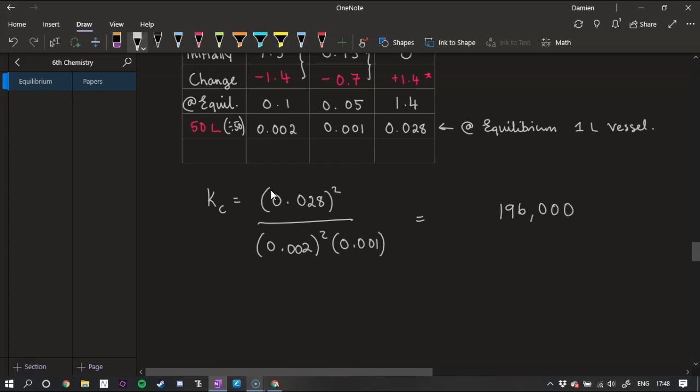And again, you should write that into scientific notation, which is going to give you 1.96 multiplied by 10 to the 5. And you have to put it in the form a multiplied by 10 to the power of n, where a is greater than or equal to 1 and less than 10. So this is your final answer.